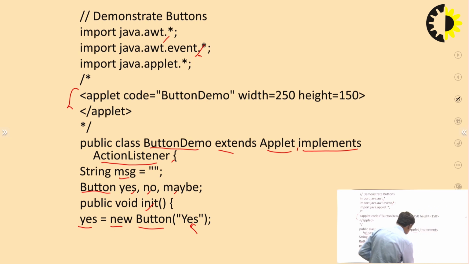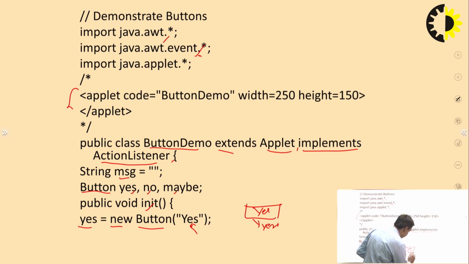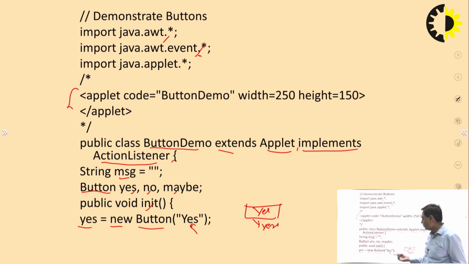So the button will be created here, and this yes is the string that will display here, and its internal name is yes. It is in my demo. You can give a different name as per your choice. It is just mentioned in my demo, that's why I am clarifying it. This is the object. This is the string that will display on the button.